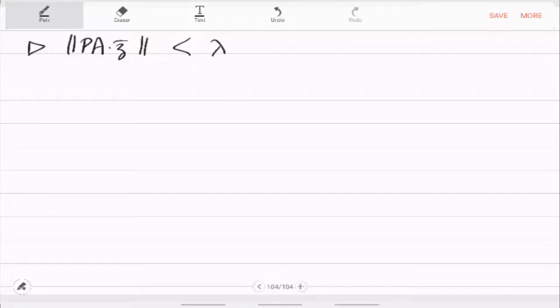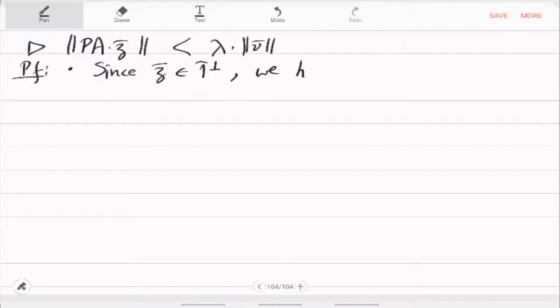So this we will show is smaller than lambda times V bar. Okay, so recall that Z bar is orthogonal to 1. So by the definition of lambda, or by the relationship of lambda with the action of A, you get that A Z bar's norm has to be less than or equal to lambda times Z bar. The shrinkage will be more than lambda, right? That is what you can say.